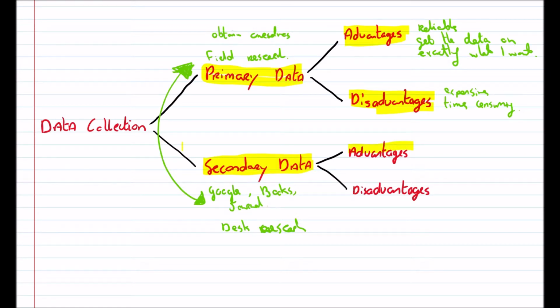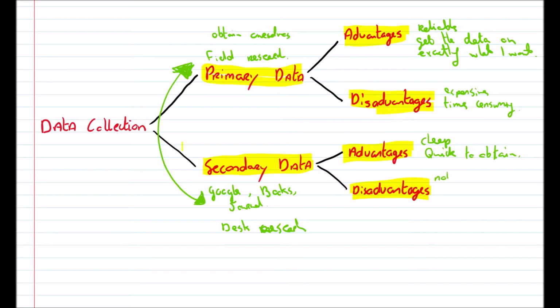With secondary data, the advantages are that it can be cheap and it can be quick to obtain. A Google search is a lot quicker than actually printing the surveys and going out and finding out the data ourselves. However, the disadvantages, I suppose, are that we're not sure how reliable it is.